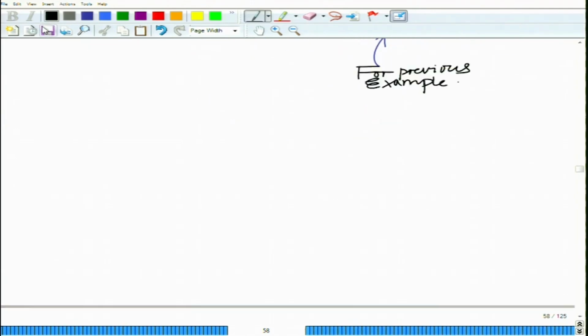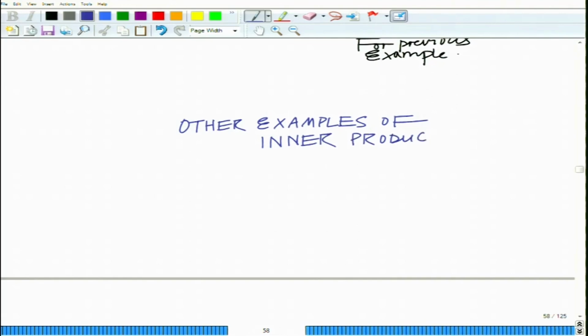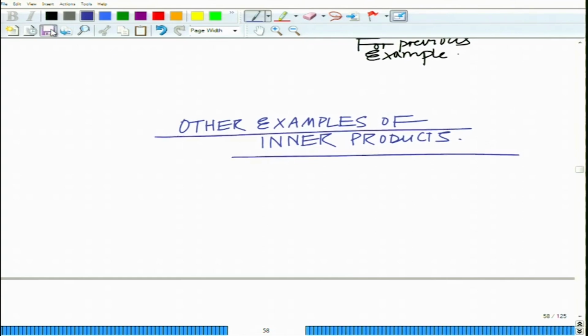Let us look at other examples of inner products. We have already seen u bar transpose v bar, that is the standard inner product on Rn, this is an inner product.